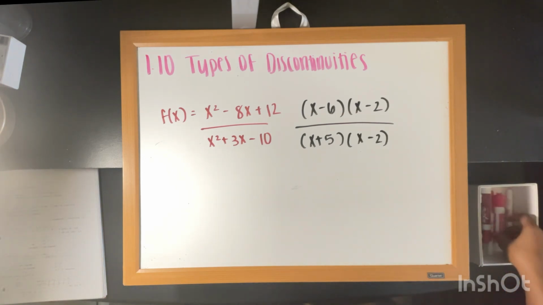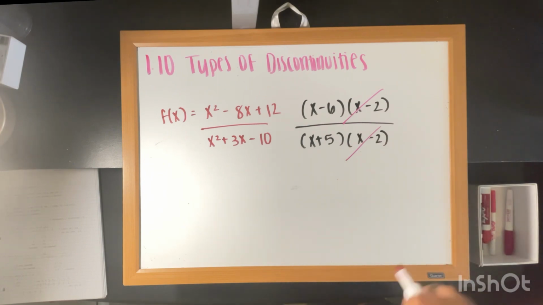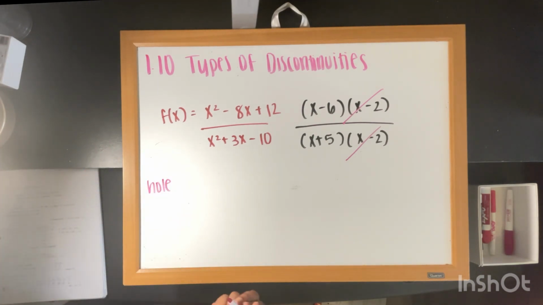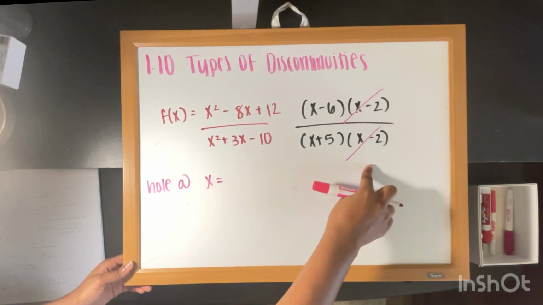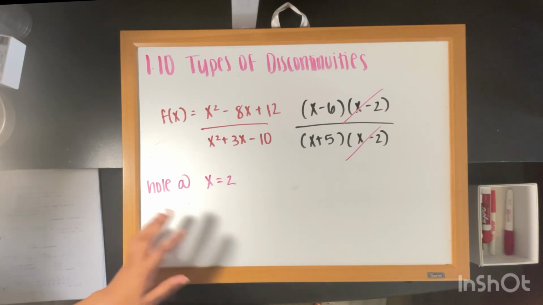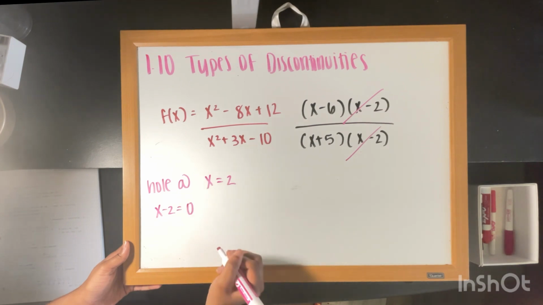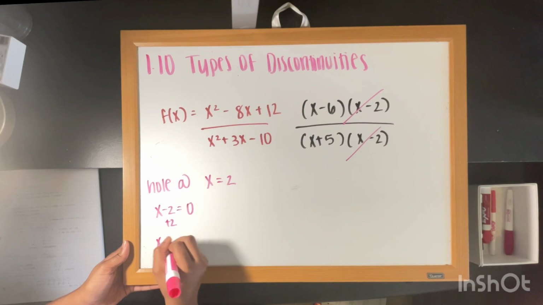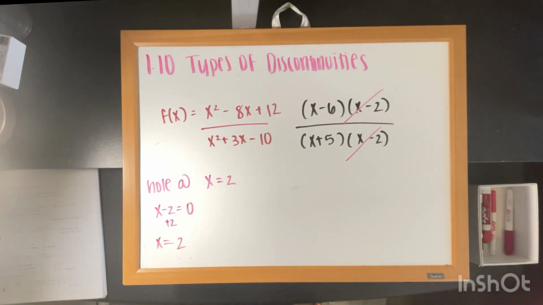Now we can see here that our x minus 2's cancel out. So, like we said before, if it cancels out, then we have a hole. So this can be shown as a hole at x equals 2. We know this because if we were to set x minus 2 equal to 0 and solve for x, I would have to move my 2 over and get a positive 2. That's how I know my hole is going to be x equals 2.